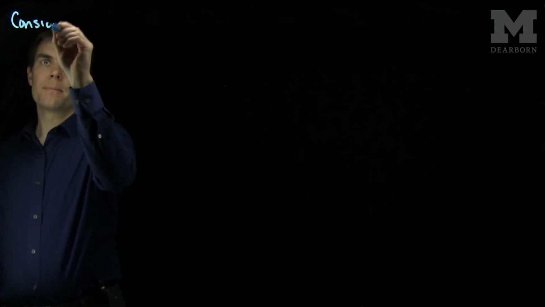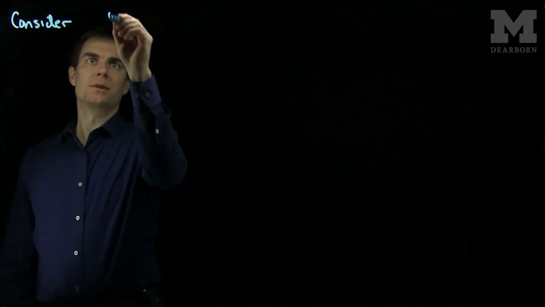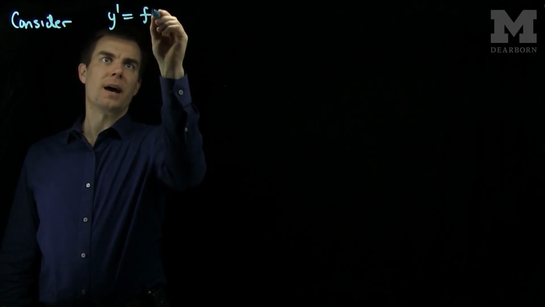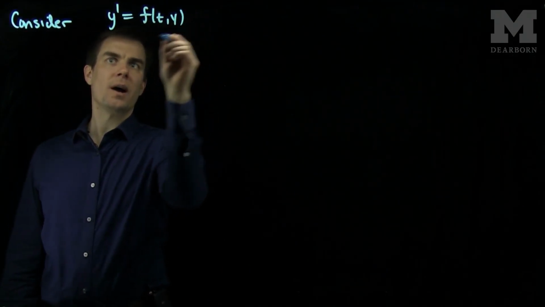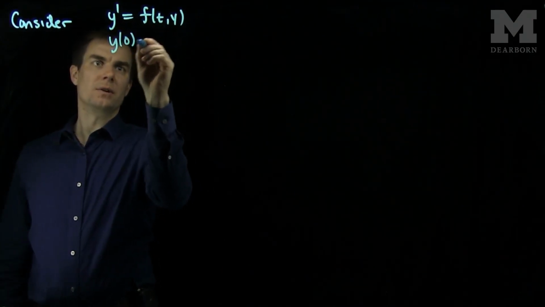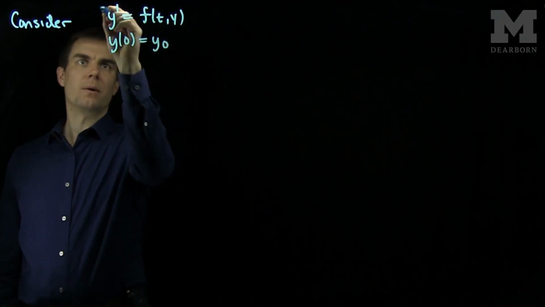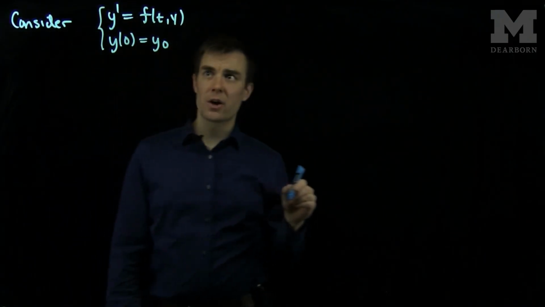Hello students. In this video we'll discuss an iterative method for solving differential equations, which implies that there are existence and uniqueness results for ordinary differential equations of first order. So we're going to consider the following ODE system. Let's consider y prime equals f of t and y, and y of 0 is y0. I would like to solve this initial value problem.